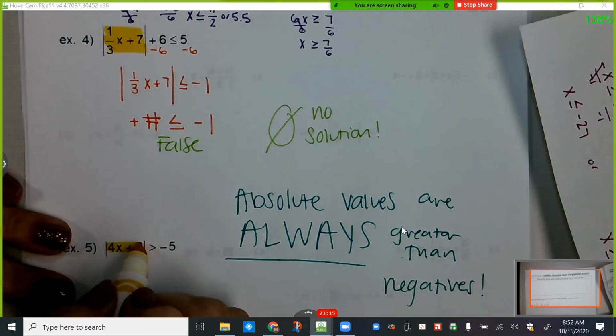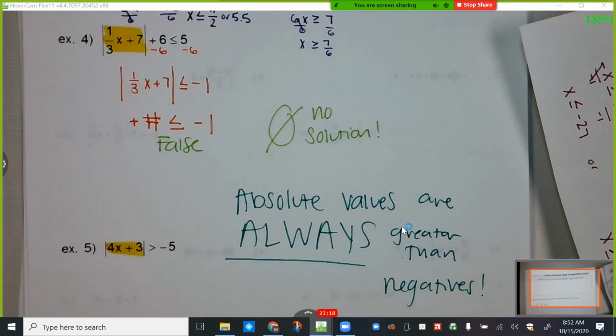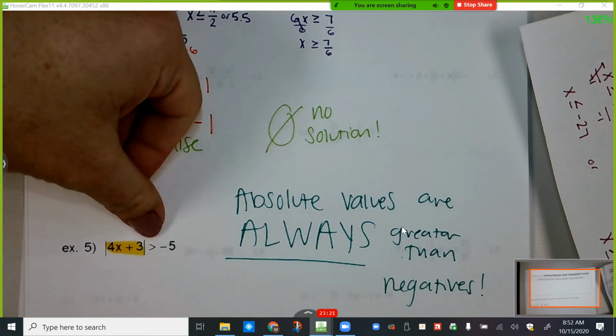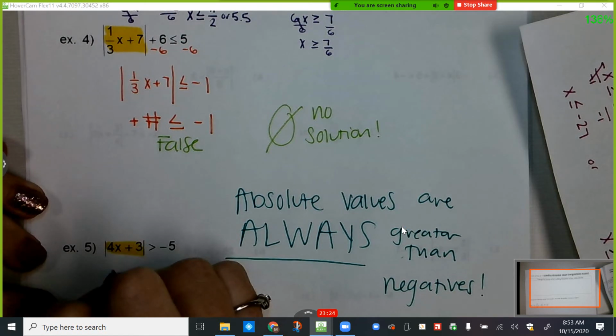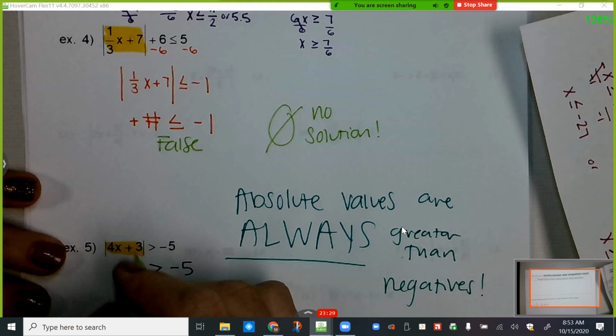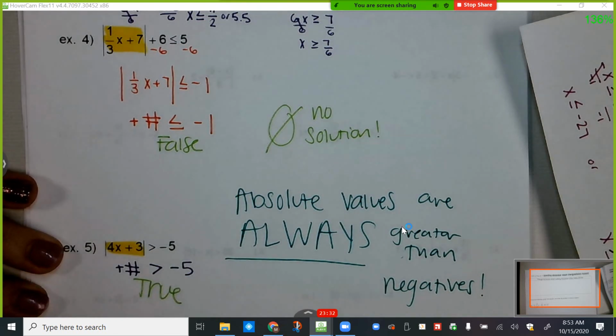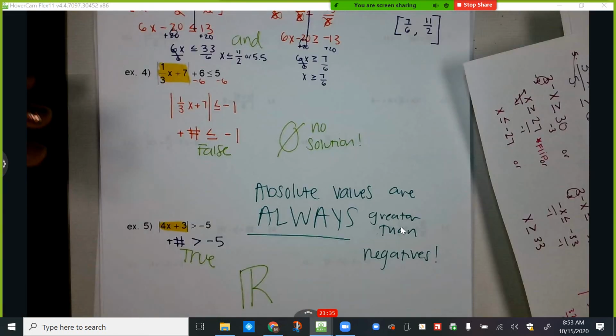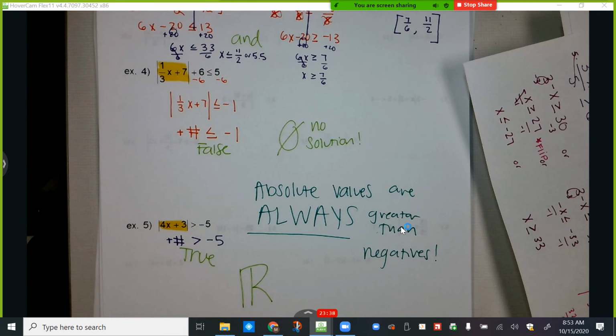So look at this next one. Is my absolute value alone? Okay, is a positive number greater than a negative number? So it gives me a positive number is greater than negative 5. True or false? True. So what do you think your solution is? All real numbers. Because a positive number will always be greater than a negative number. I would rather have a positive amount of money over a negative amount of money any day because it's bigger. Okay? I don't want to be in debt. Any questions?